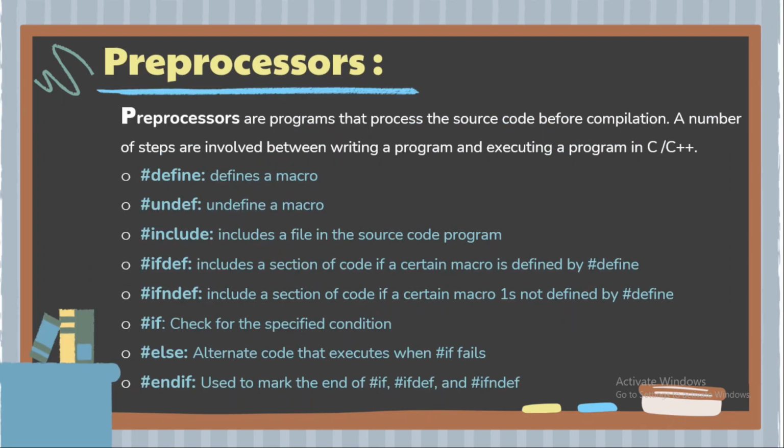Finally, we come to preprocessor. Preprocessors are programs that process the source code before compilation. A number of steps are involved between writing a program and executing it in C or C++. You've probably seen hashtag include or hashtag define. These are directives that tell the compiler to include files or define macros before the actual code runs.